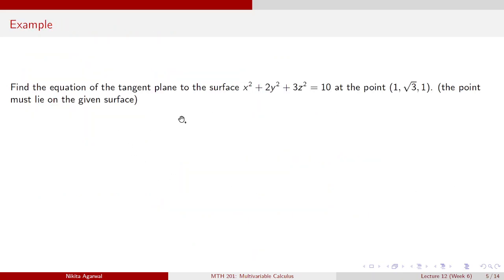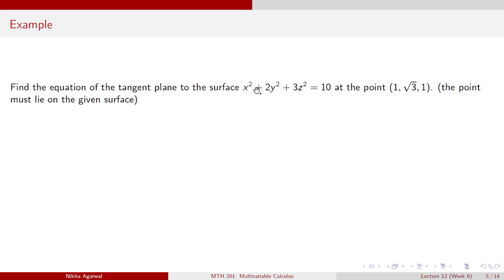Find the equation of the tangent plane to the surface x squared plus 2y squared plus 3z squared equal to 10 at the point (1, square root 3, 1). So whatever point is given to you must lie on this surface, right? Otherwise, there's no point in talking about the tangent plane to the surface at that point, unless the point lies on it. So with a quick substitution, if you put x equal to 1, y equal to square root 3 and z equal to 1, you can see that this equation will be satisfied.